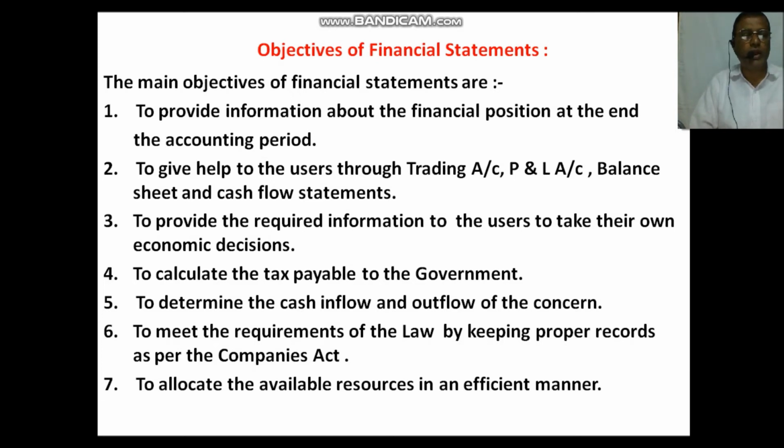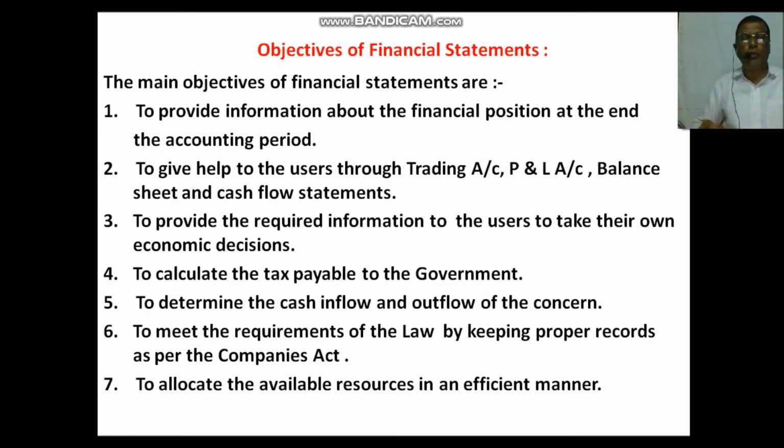Now coming to the fourth one, to calculate the tax payable to the government. How much amount as tax should be paid to the government? We can calculate it by means of these accounts. Now coming to the fifth one, to determine the cash flow, inflow and outflow of the concern. To determine the cash inflow, how much cash came in and how much went out, we can find that also.